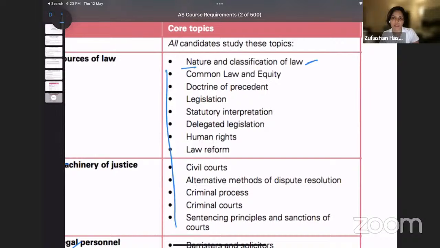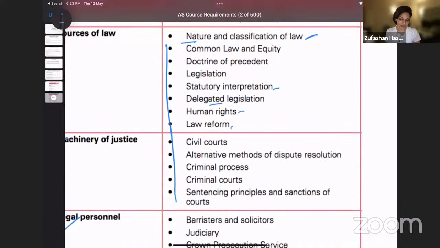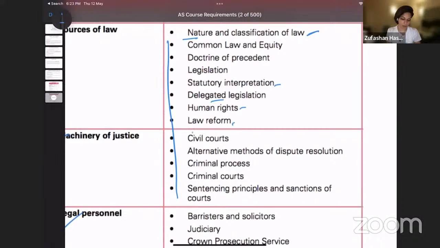So common law and equity, precedent, legislation, primary, delegated legislation, statutory interpretation, human rights, law reform, civil courts, ADR always kind of goes together with tribunals, not mentioned over here, but we will add tribunals over here. And these 3 topics must never be skipped, guys. This one, and this one, because in an essay question, they kind of come together.